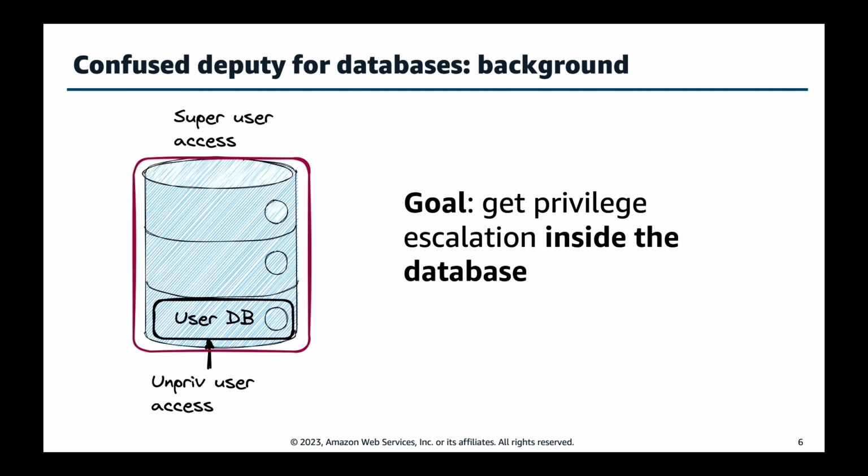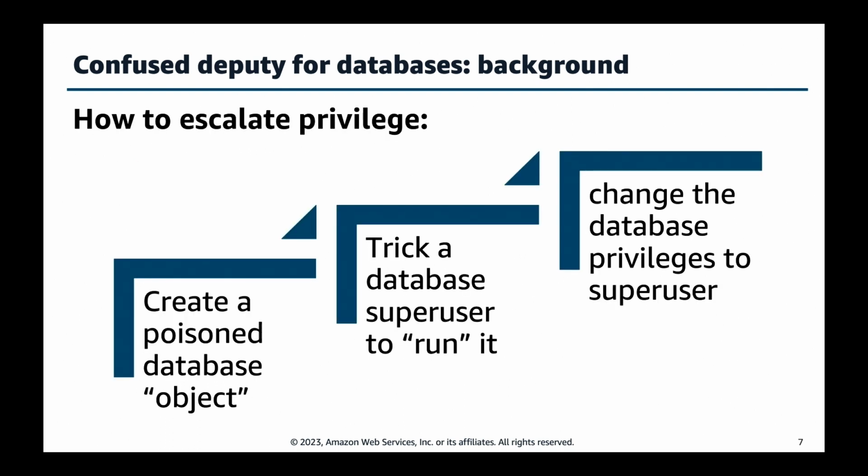So the goal of the unprivileged user is to get superuser privileges on the database. Instead of having access to a specific set of tables, they want to get access to each and every table on the database. So now, how do we do that? How can we apply the confused deputy problem to the database?